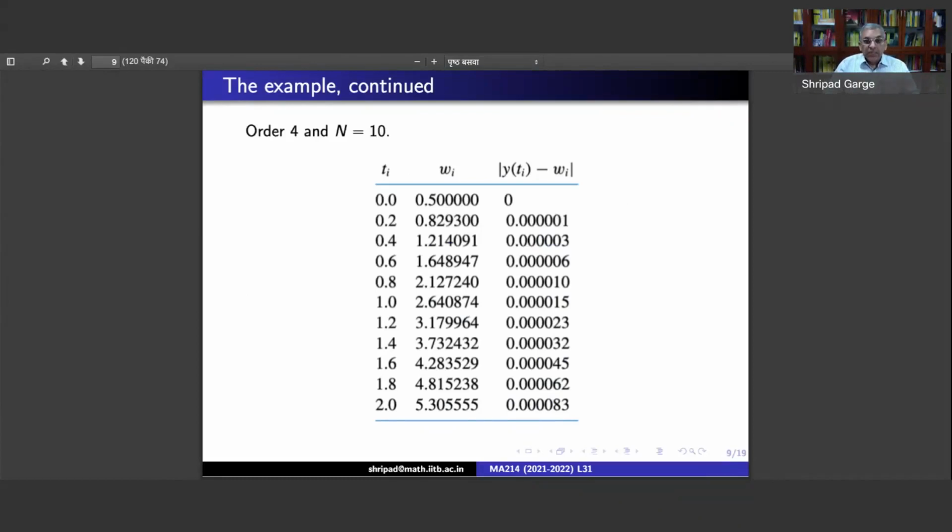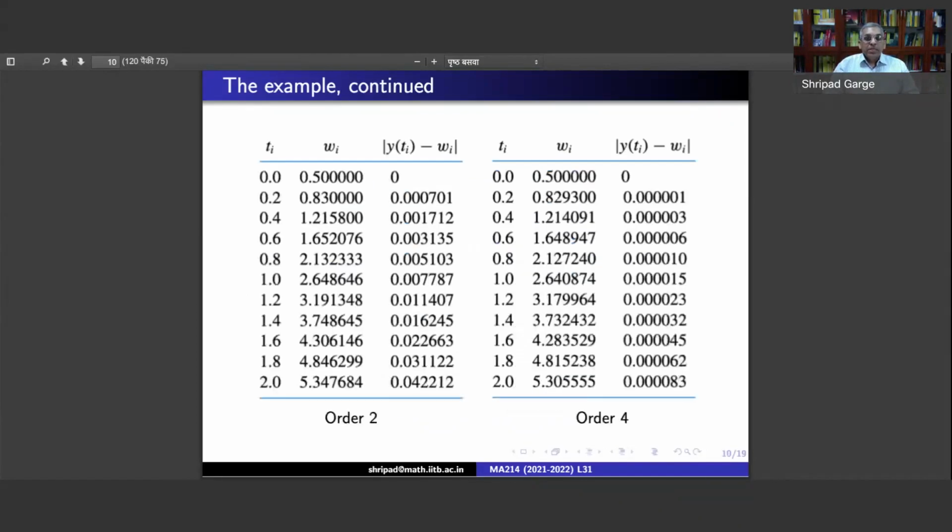Let's again look at both these tables next to each other and compare those values. As I told you, the value for W1, which for order 2 is 0.0007, the error was this, whereas the error here in order 4 is 0.000001. Much better approximation. So order 4 is giving us a much better approximation compared to the order 2 method.